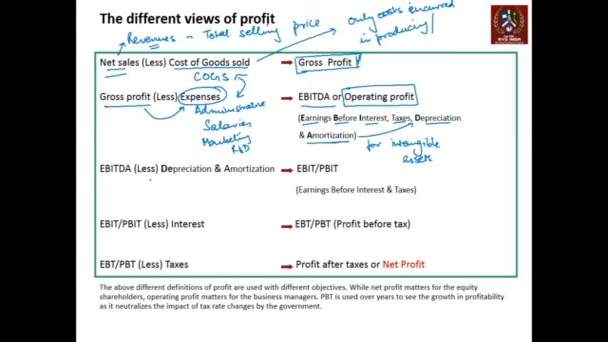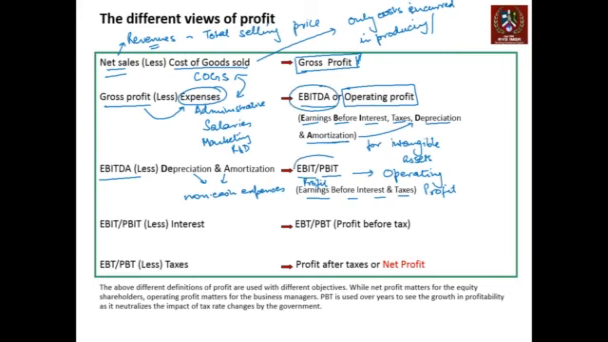Let's go ahead, and if we remove from this EBITDA the non-cash expenses, these are all non-cash expenses. Why are they non-cash expenses? Because there is no outflow of cash that happens in accounting for depreciation and amortization. Once you remove that, you get earnings before interest and tax, also known as EBIT or PBIT, which is profits before interest and tax. A lot of your foreign textbooks also call this a measure of operating profit. So you could use operating profit interchangeably for EBITDA or for EBIT.